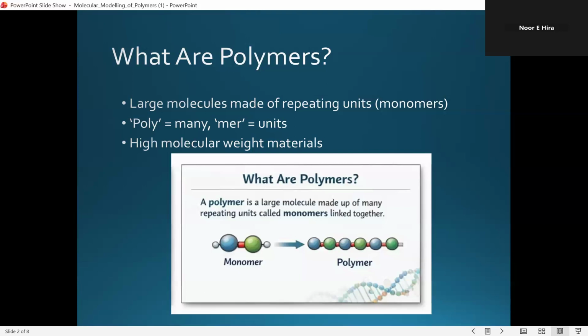It is important to understand that even a small change at the monomer level can affect the material performance. If we change that repeat unit called the monomer, if we make any changes here, that will affect the polymer properties.